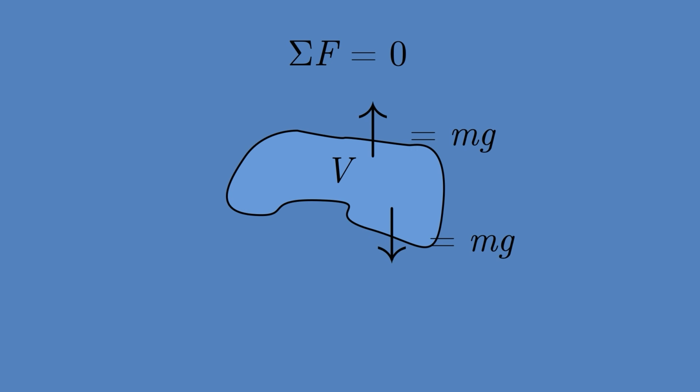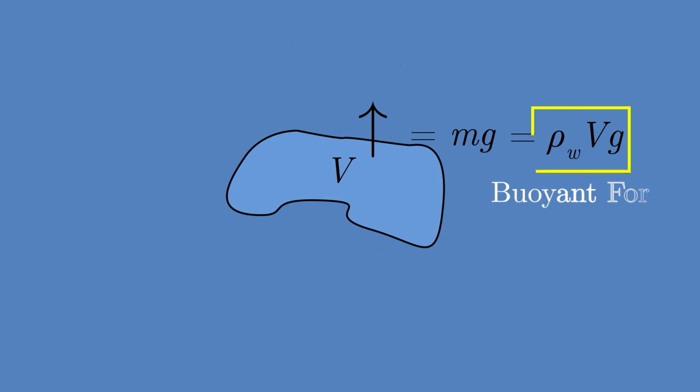Rewriting this in terms of V, we get that the total force upward is just the density of water times the volume times g, the gravitational acceleration. But the idea here is we can replace this object with anything, and the force will still be the same, as long as it's the same volume. This force is called the buoyant force, and it's the reason why objects that are less dense than water float, and more dense than water sink.